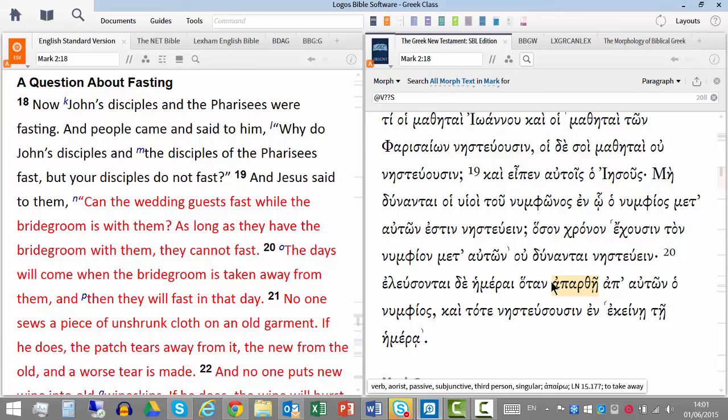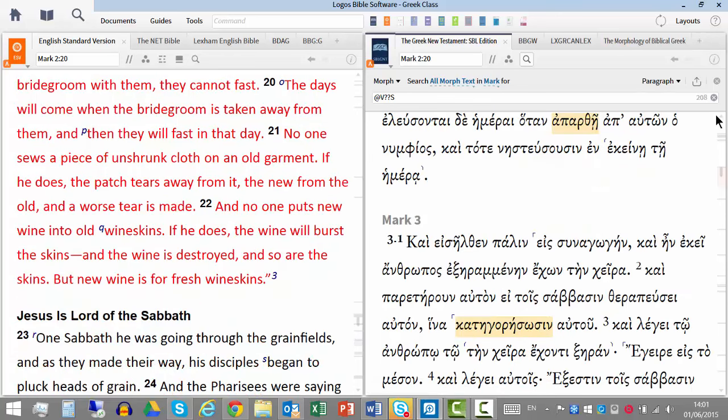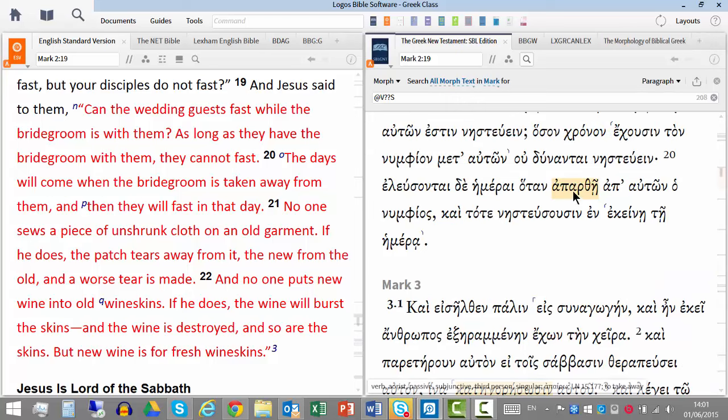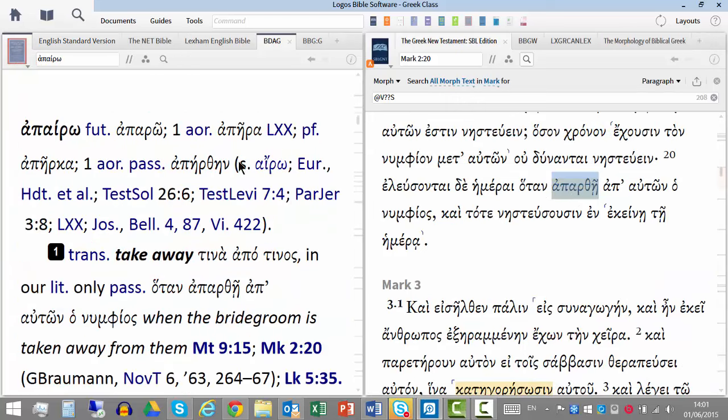Scrolling down, we then come to aparte. Aparte from apairo. I'll open it up. Apairo means to take away. Alright, we can see there's a preposition in compound, apo. The verbal root is ar. Remember, from airo, the verbal root is ar. What happened in the present tense is that an iota was added. It's also a liquid verb, by the way, but an iota was added to the present tense stem. The actual root is ar. Now, it's pretty easy from there.